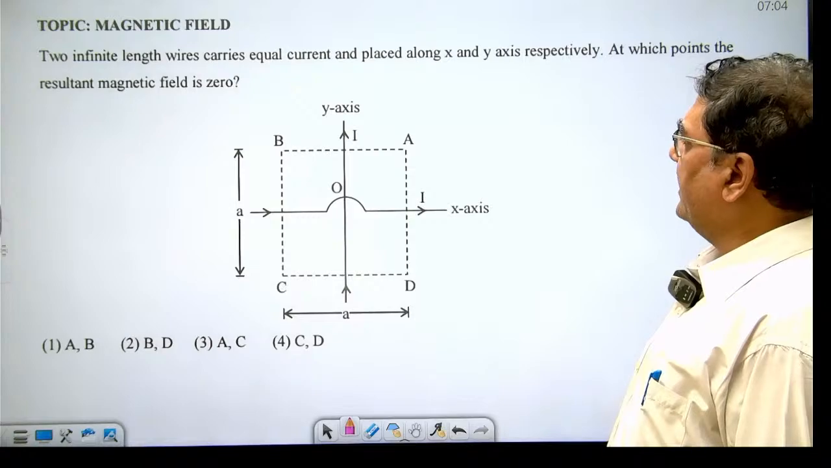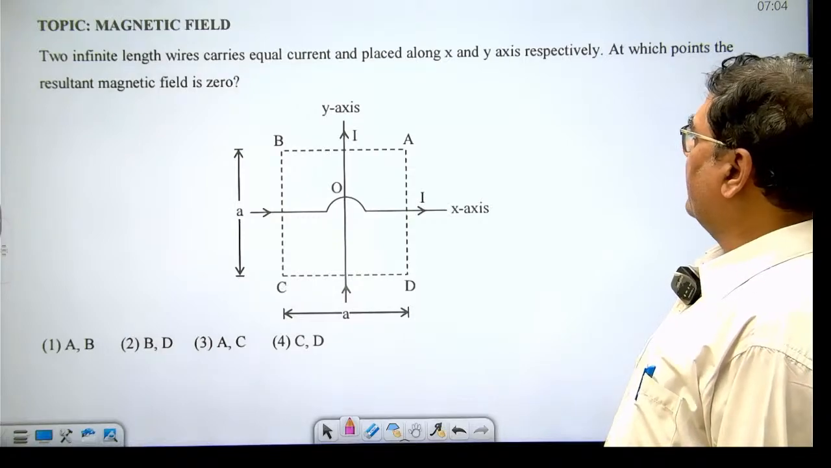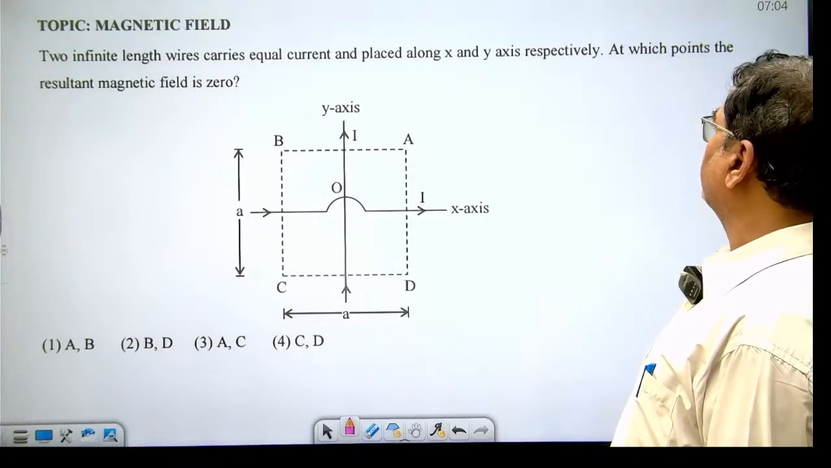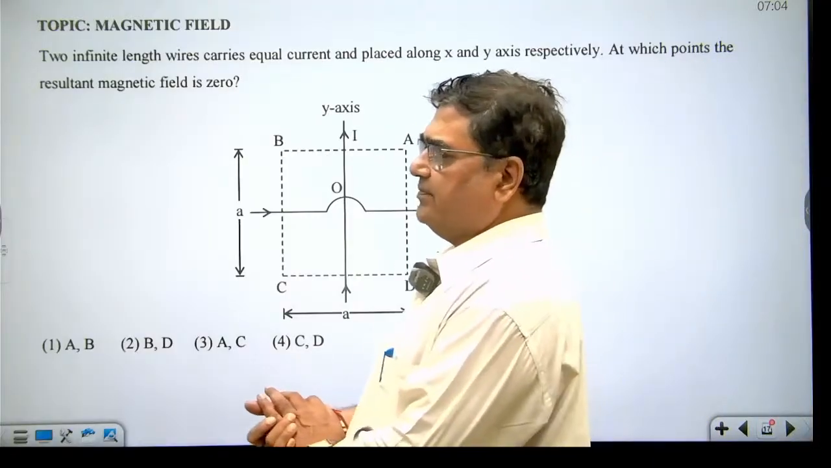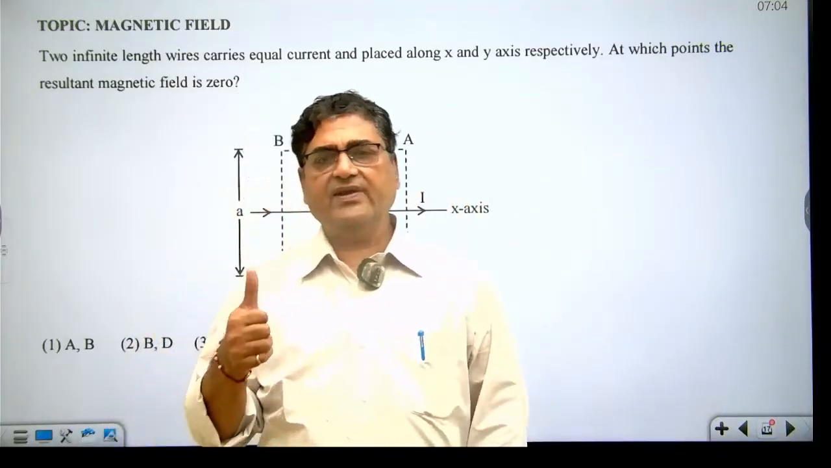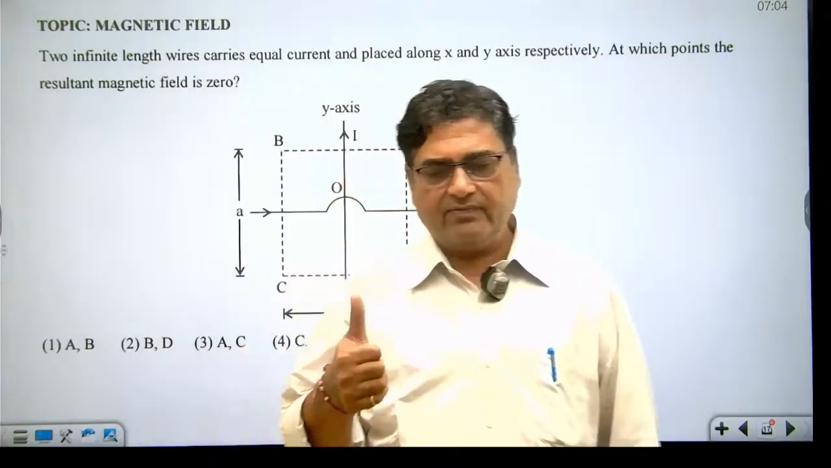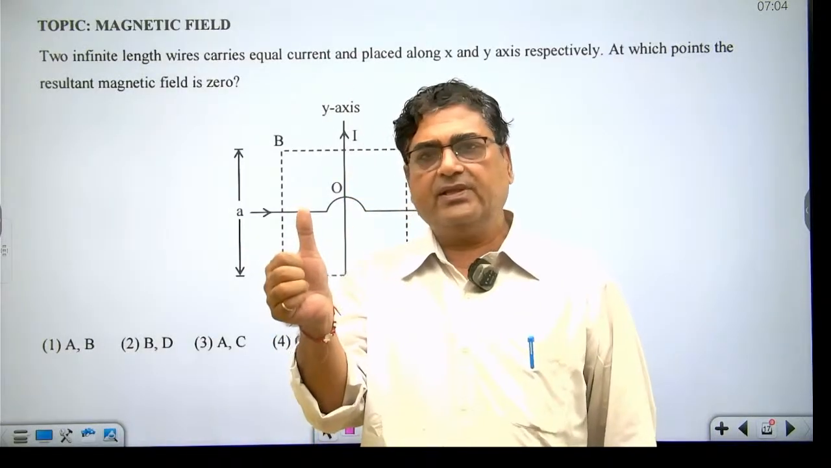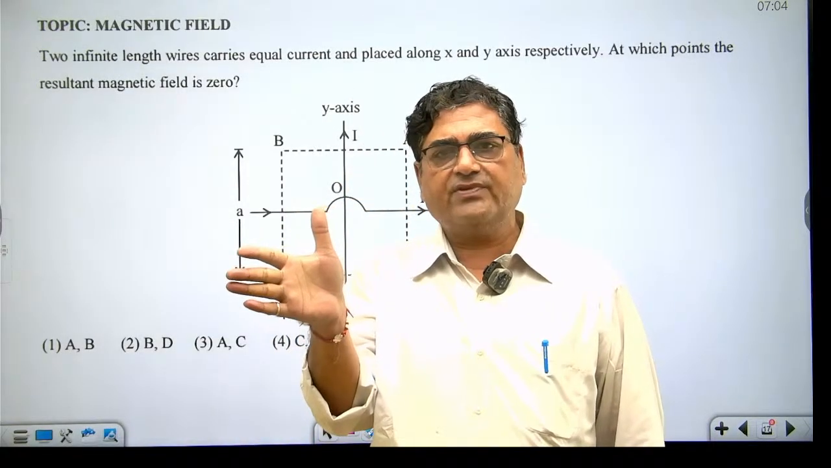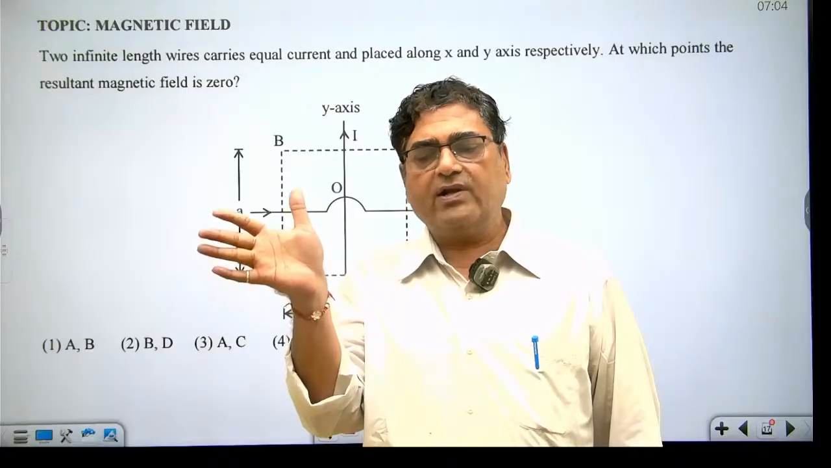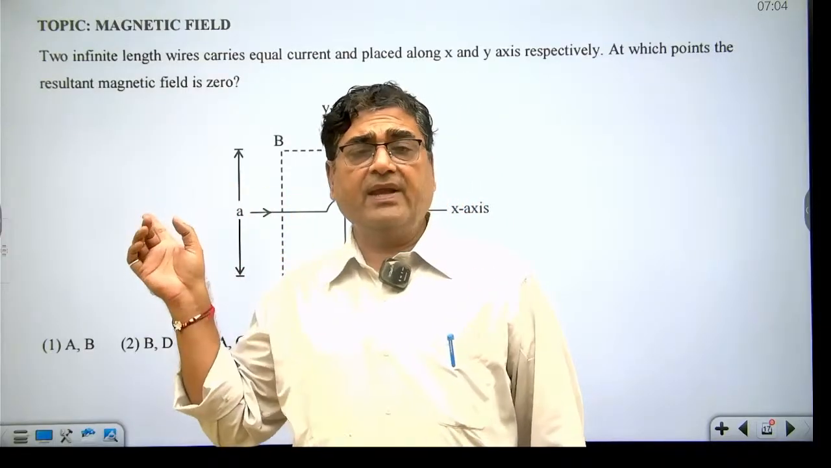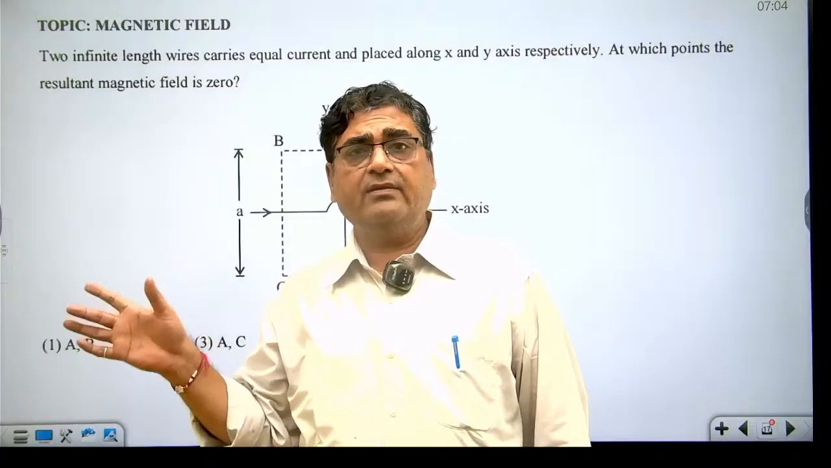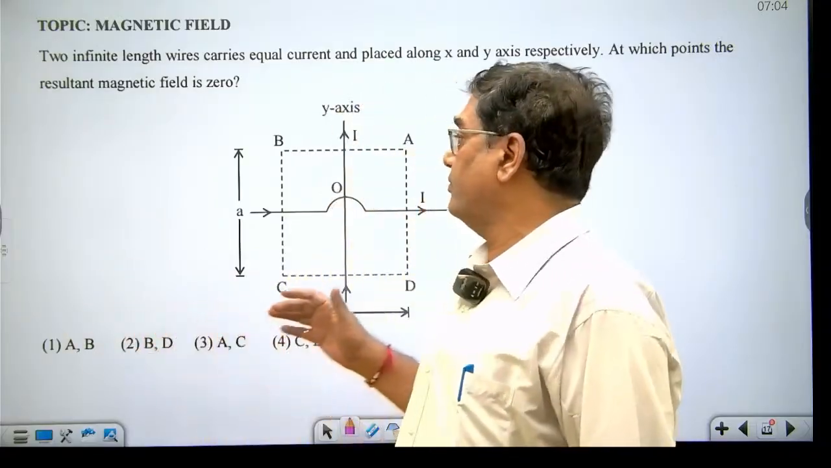Two infinite length wires carrying equal current are placed along the x and y axis respectively. At which point is the resultant magnetic field zero? Dear student, the direction of magnetic field due to a straight current carrying wire is given as: keep the right hand thumb in the direction of current, fingers in the direction of the observation point, then the direction outward normal to the palm indicates the direction of magnetic field. For the magnetic field to be zero, the fields due to the two wires should cancel.